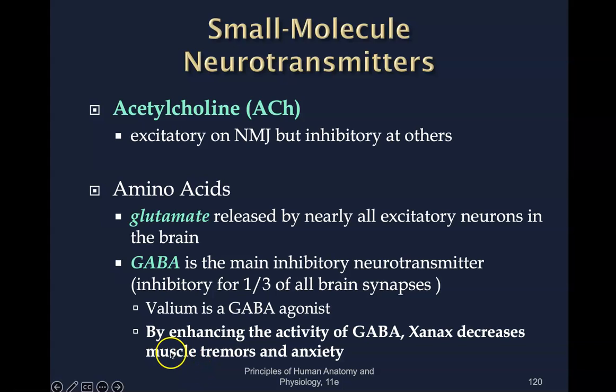And so by enhancing that activity of GABA, things like Valium as well as Xanax can do things like decrease muscle tremors, decrease anxiety, and things like that.